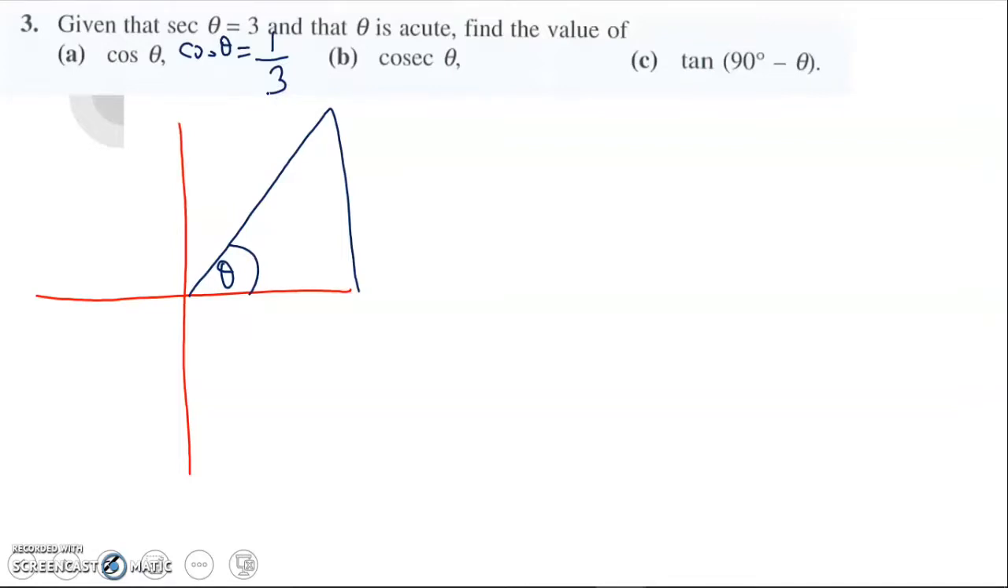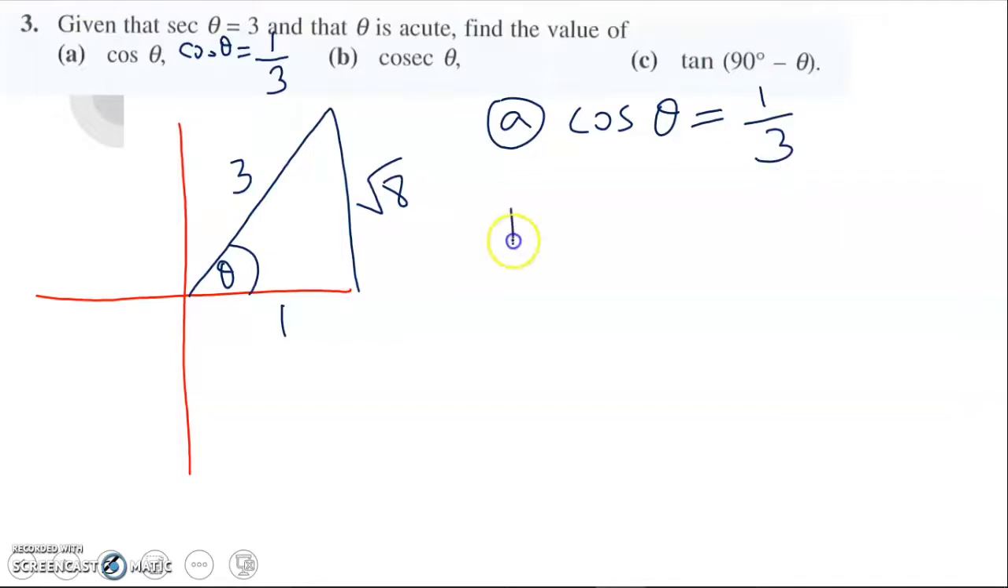Okay, you can think of secant as hypotenuse over adjacent. Okay, so cosine, let's go ahead and label our sides. That's adjacent over hypotenuse. That means 1, 3, and we're going to end up having square root of 8 as our other leg. Okay, so our diagram is ready to go. We can go ahead and start answering some of these questions. First of all, it does ask us what cosine is, and again, that is the inverse of secant, so that should be pretty easy to get. That's simply just 1 over 3.